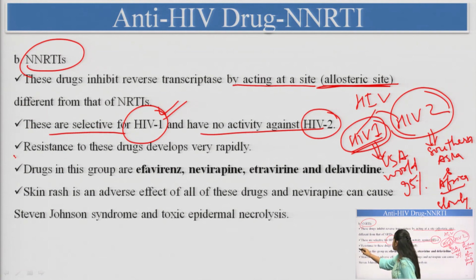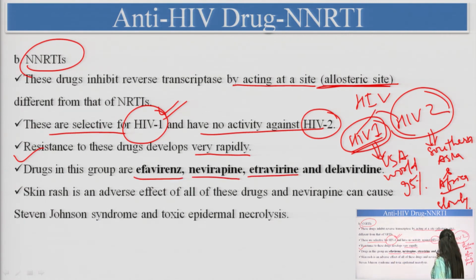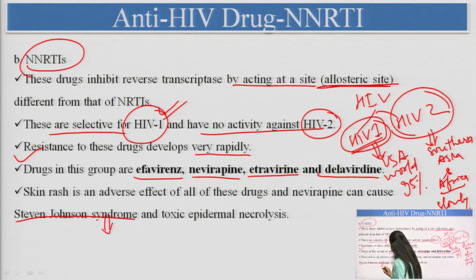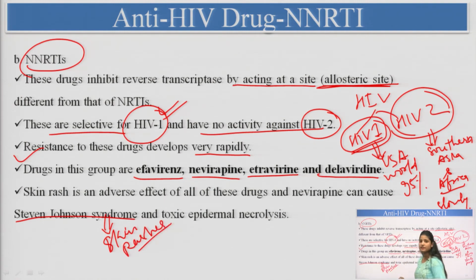Now, resistance to these drugs develops very rapidly, that's why combination is prescribed. The drugs under this are efavirenz, nevirapine, etravirine and delavirdine. The side effect with these drugs is Stevens-Johnson syndrome. What is this? There is a skin rash. Severe skin rashes will be there, and toxic epidermal necrolysis, so there will be cell death also.